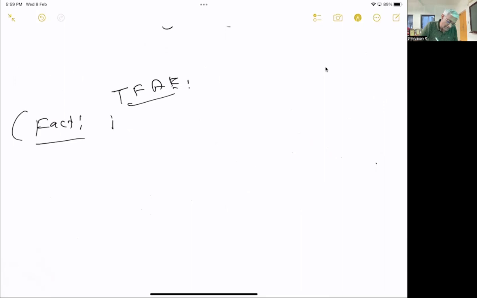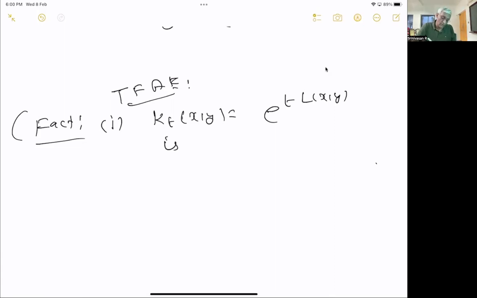The following are equivalent. The first statement is k_t(x,y) equal to e^{t L(x,y)}. L is a function. It's continuous, e^t is continuous, so it's continuous in L(x,y). So I should need continuous.